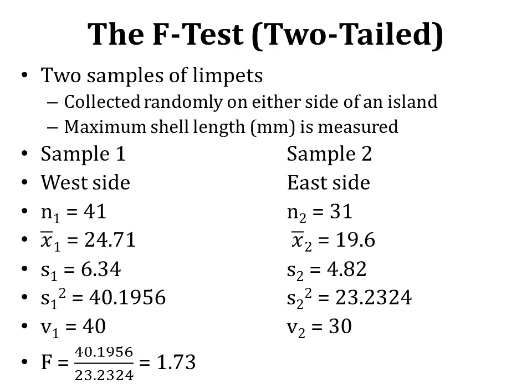40.1956 in this case, divided by 23.234, because remember the F test is the greater variance divided by the lesser variance. So greater variance in this case is 40 and the lesser variance in this case is 23. And when we divide that, the ratio is 1.73. So what should be the next step? To see if this calculated value is greater or less than the tabled value for the F test.